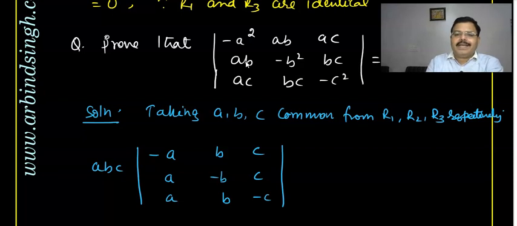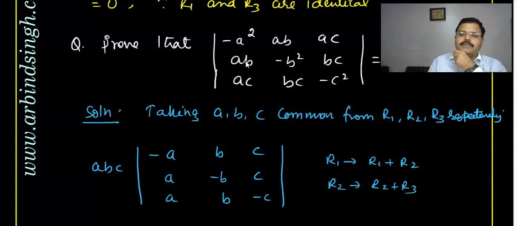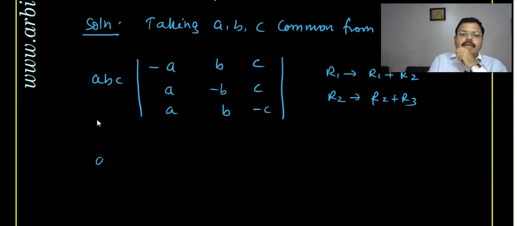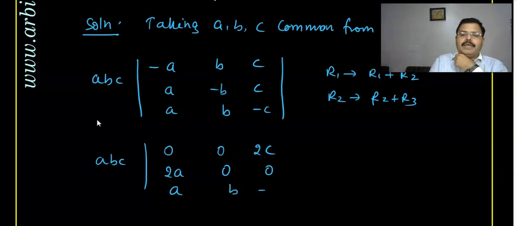Clearly, now you can realize that we can take A common from this column, B common from this column and C common from this column. Or we can write R1 goes to R1 plus R2, so that this will be 0, this will be 0 and that will be 2C. So we can move ahead like R1 goes to R1 plus R2 and R2 goes to R2 plus R3. That can be written also. In that case, this will be ABC times the determinant with R1 as 0, 0, 2C; R2 as 2A, 0, 0; and R3 as A, B and minus C.